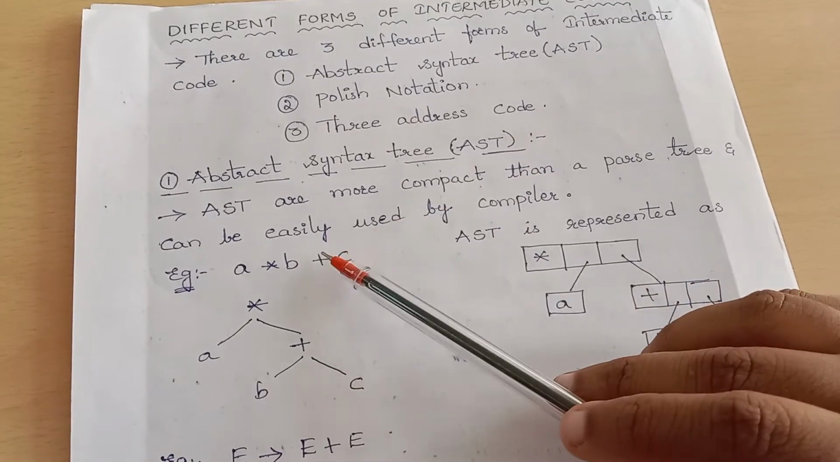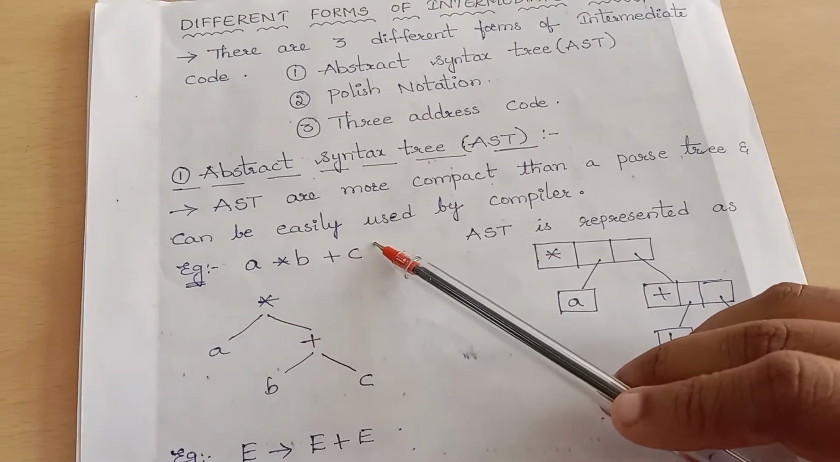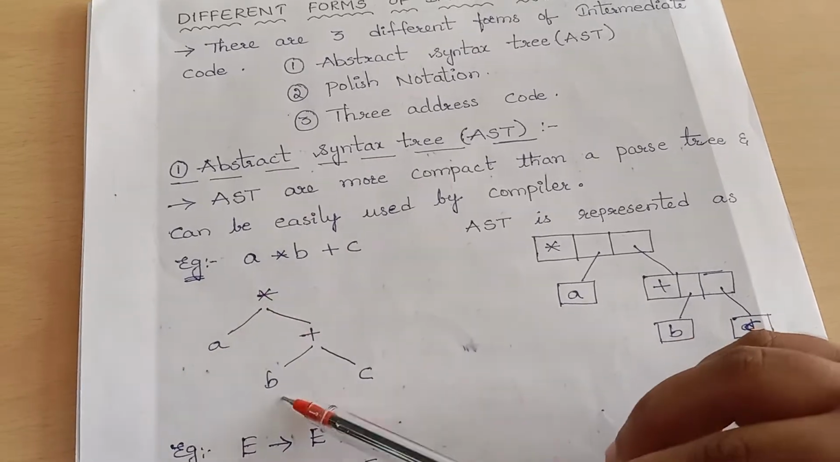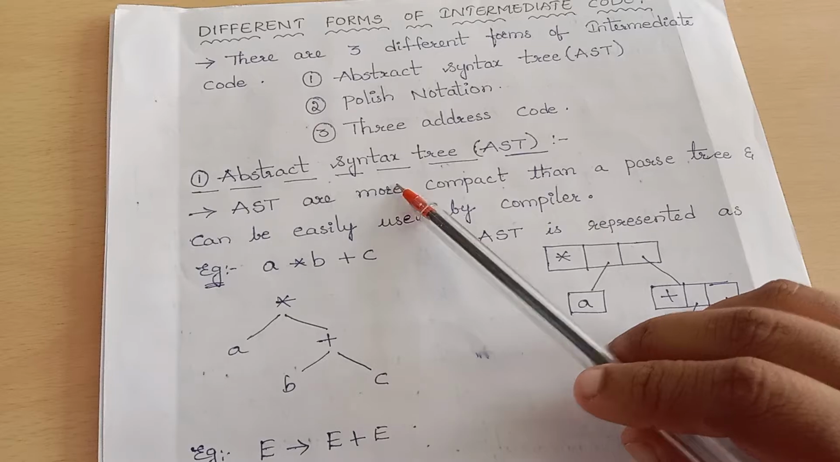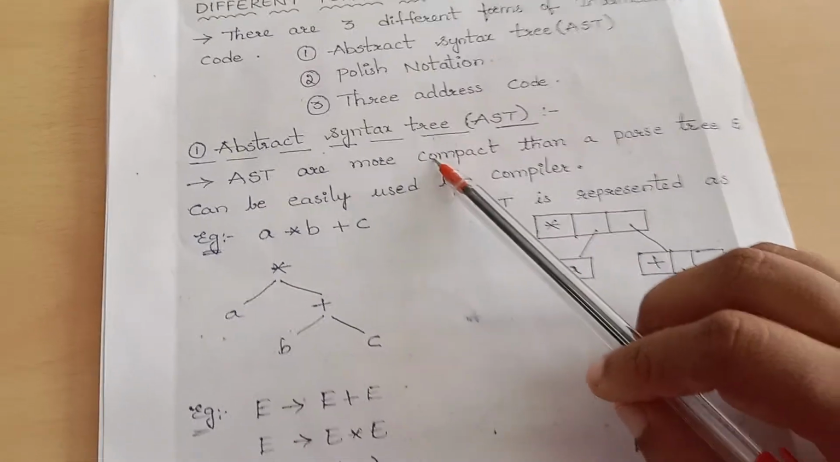For example, consider A star B plus C. So A star B plus C. This is a compact notation of the syntax tree, that is, the parse tree.